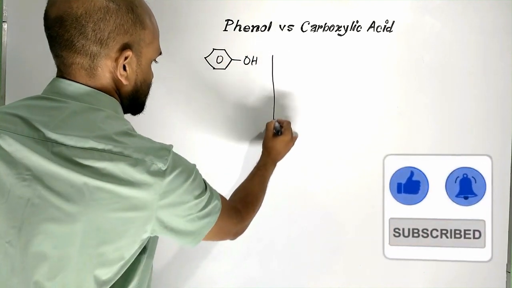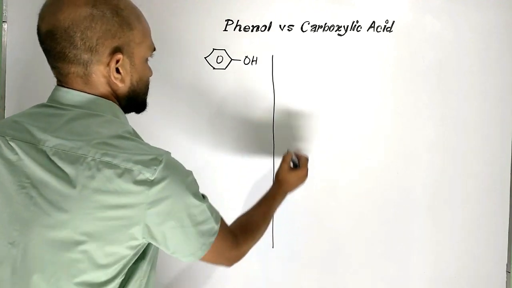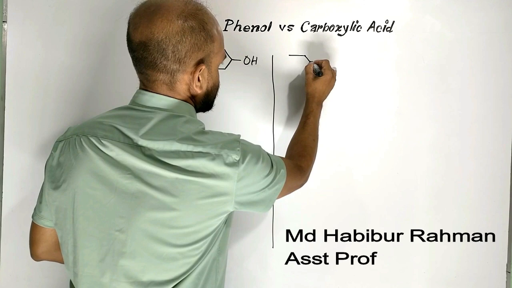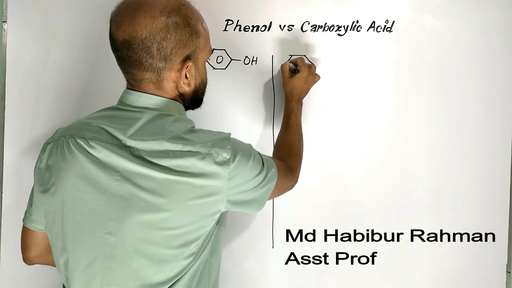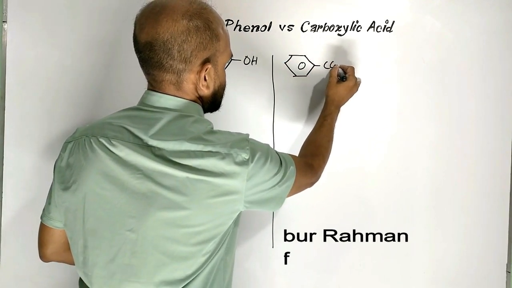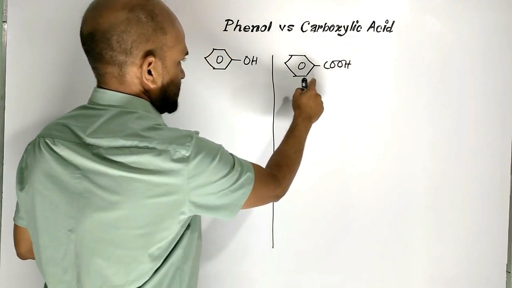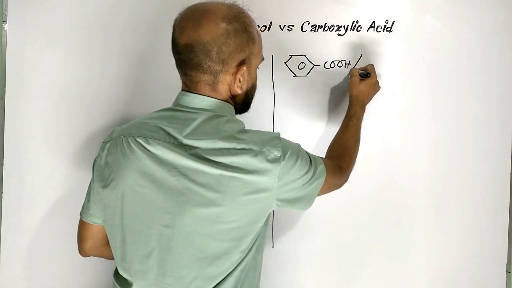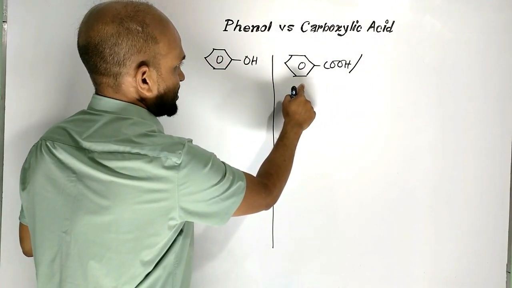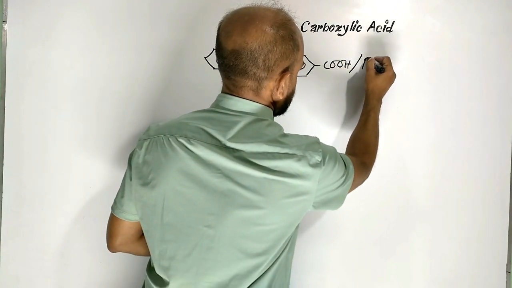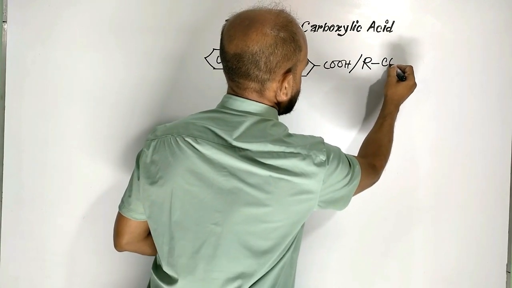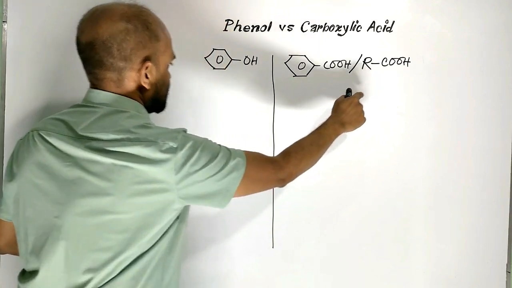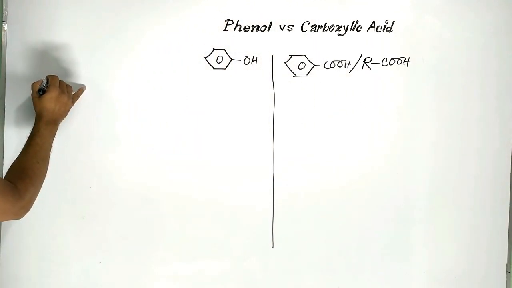Phenol. On the right side, carboxylic acid. This is a kind of carboxylic acid, benzoic acid. This is a kind of aromatic acid as well. Or we can take aliphatic carboxylic acid.